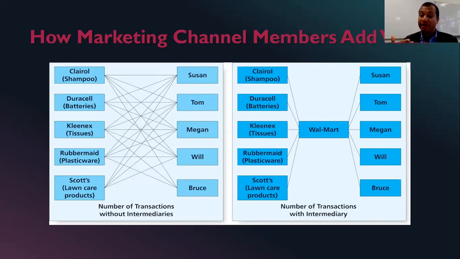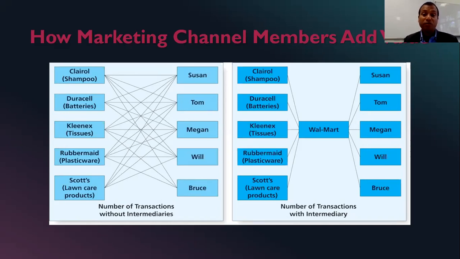But the moment you add an intermediary in between, the number of communications will drastically decrease. So if you add a retailer like Walmart... Oh, sorry. In the first case, Suzanne, Tom, and Megan were individual end consumers. So the shampoo firm has to make 5 communications, one to each individual, and the other manufacturers likewise. Altogether, 25 communications happen in order to make the product available to the consumer.